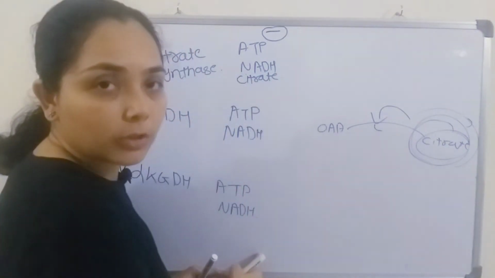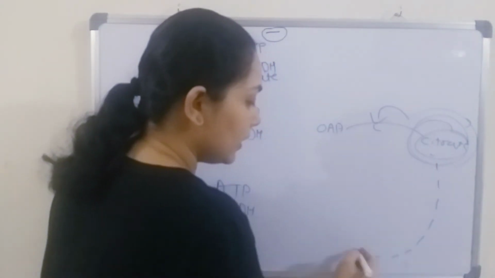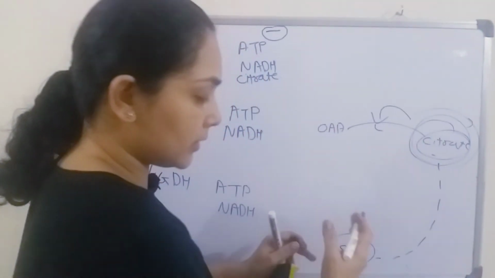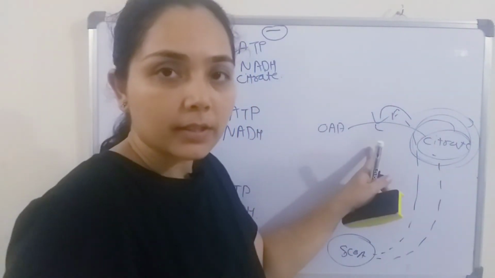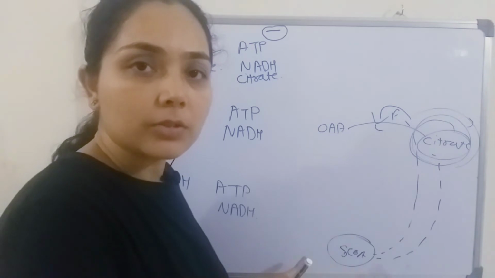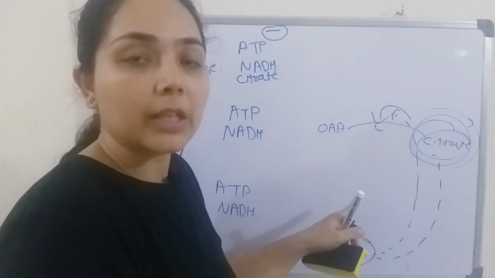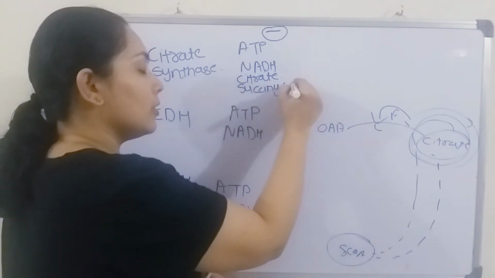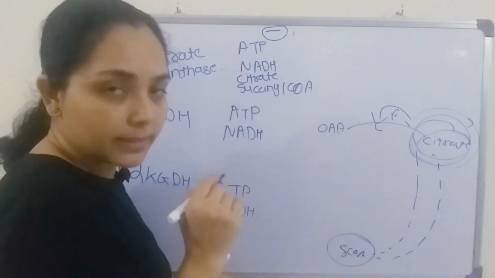And one more product of the Krebs cycle is succinyl coenzyme A. If enough succinyl coenzyme A accumulates, it will also give the signal to citrate synthase. So much succinyl coenzyme A is there that it will also negatively regulate the enzyme activity. That is known as feedback inhibition. So via feedback inhibition, succinyl coenzyme A will also inhibit. So these four are the negative regulators of citrate synthase.